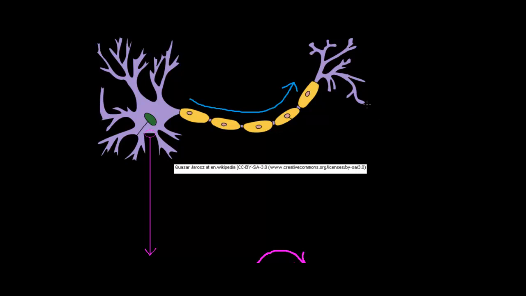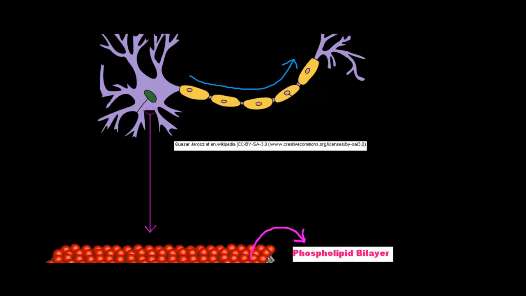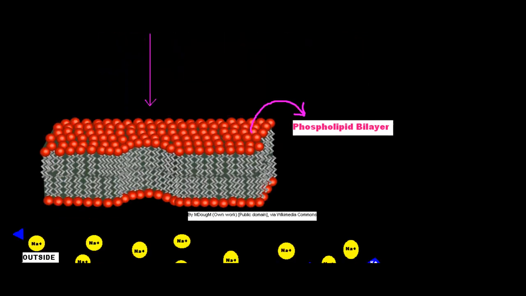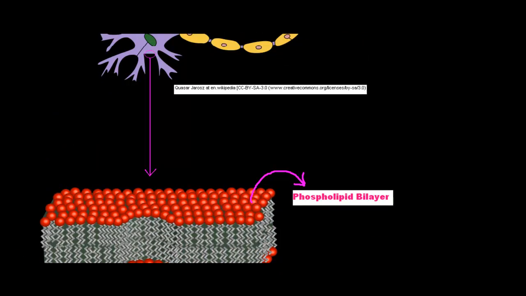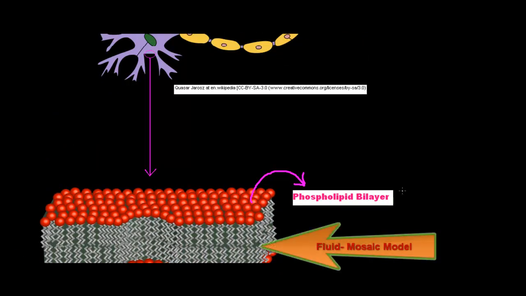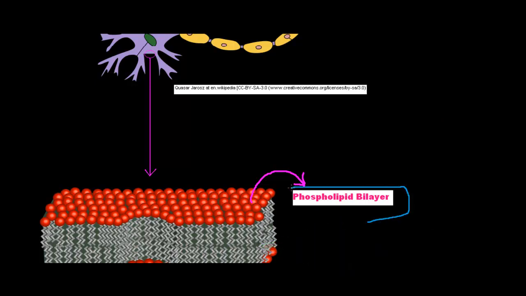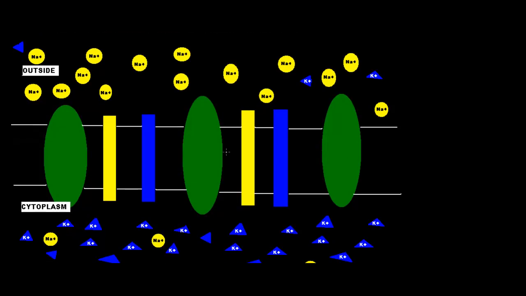To understand the mechanism, let us first have a look at the plasma membrane of a neuron. Like any other cell, the neural plasma membrane also has the famous fluid mosaic model, with the phospholipid bilayer. They have these green sodium-potassium pumps, which help to maintain the potential difference. In addition to this, they also have voltage-gated yellow sodium and blue potassium channels.